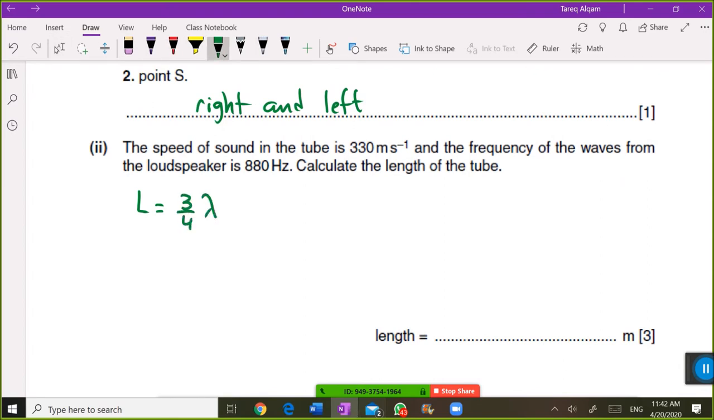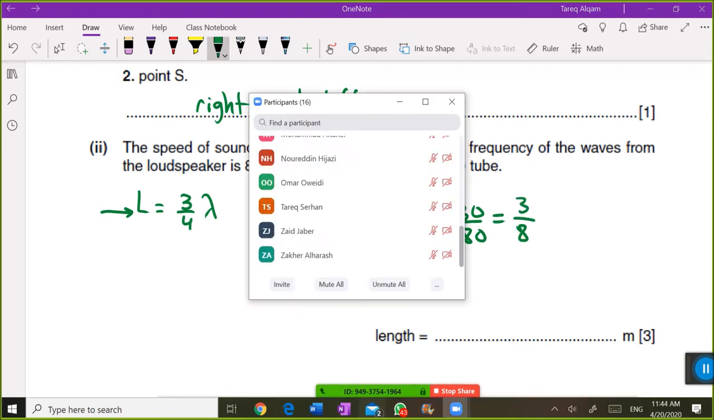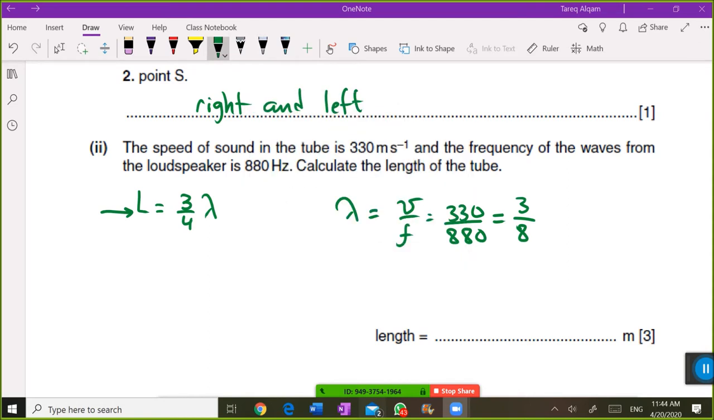So in order to find the length, I have to find the wavelength. Wavelength equals speed over frequency. Speed is 330 for the sound. Frequency is 880. Dina, can you please find the answer? Right, 3/8. Length is 3/4 times 3/8. Guys, this is an important class because we are doing the past paper questions. Please pay attention with me and ask me any question if there is something not understood. These are things that you will be asked about frequently in standing waves.